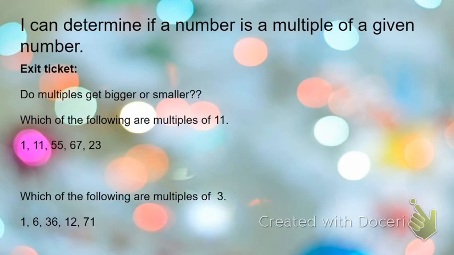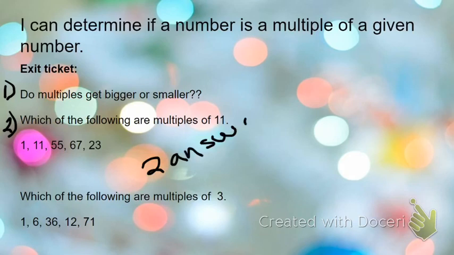Okay, now here's your exit ticket. So the first question is, do multiples get bigger or smaller? The second question is, which of the following are multiples of 11? 1, 11, 55, 67, or 23? Hint, hint, there are 2 answers. And this time I'm sure about it. I know some of my other videos I have messed up on that, but this time I'm 100% sure. And my third one you're going to answer is, which of the following are multiples of 3? 1, 6, 36, 12, or 71. And this one actually has 3 answers that are correct.